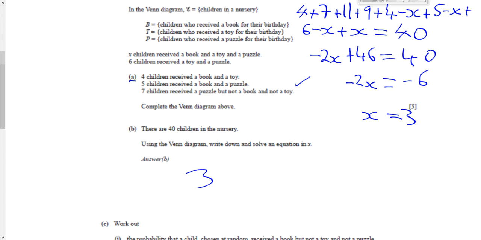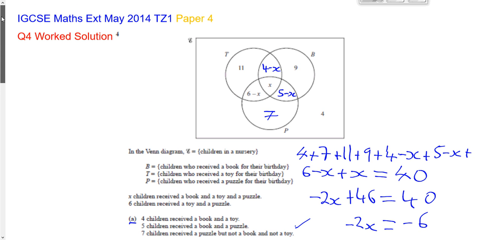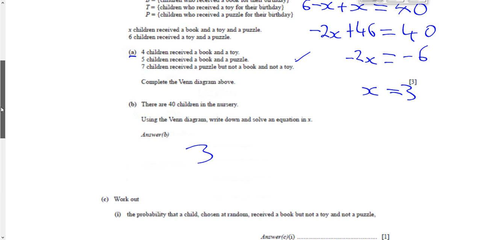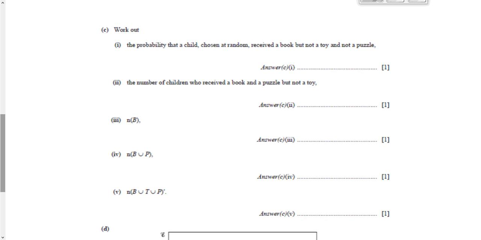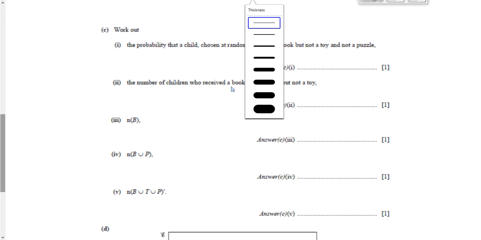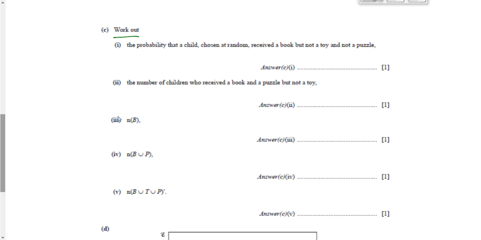Welcome to part 2 of our requested worked solution for question 4 from the May 2014 Time Zone 1 paper. Here we're working out some probabilities using our Venn diagram. I'm going to use a different colour here, let's go for green. We're going to work out the probability that a child chosen at random received a book but not a toy.